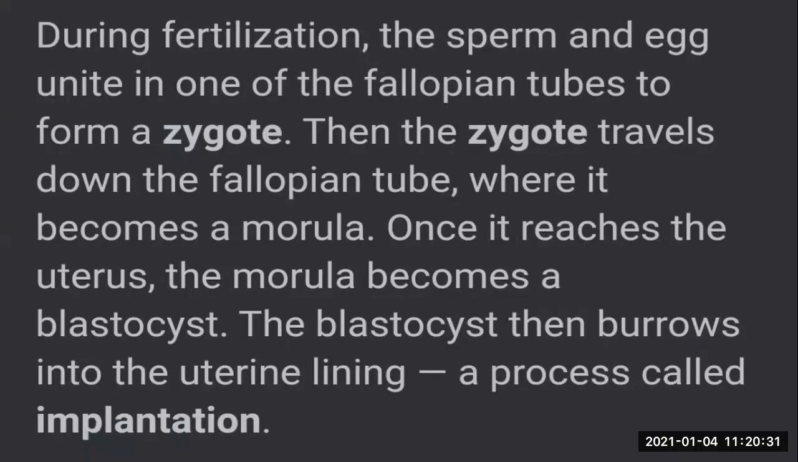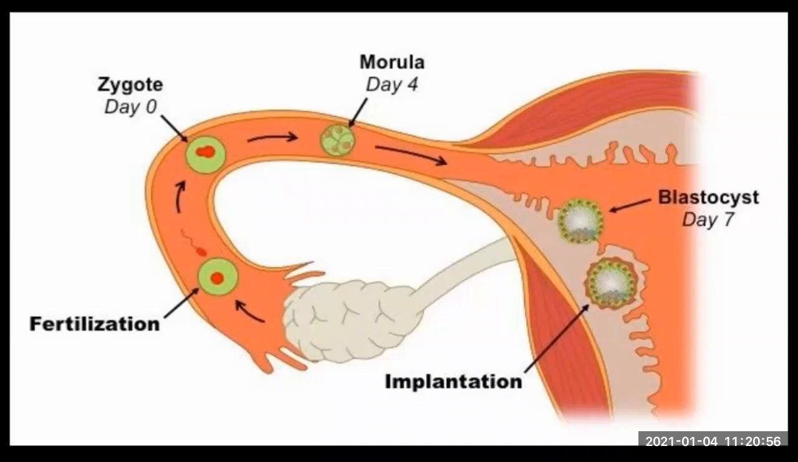So you can see about the fertilization. The sperm and the egg unite in one of the fallopian tubes to form the zygote. Then the zygote travels down the fallopian tube where it becomes a morula. And once it reaches the uterus, the morula becomes the blastocyst. The blastocyst then burrows into the uterine lining, that is the process of implantation. You can see here the process of implantation.